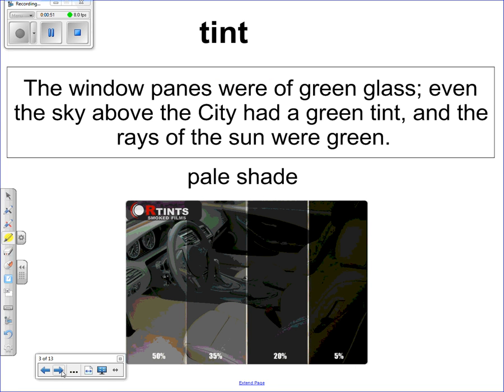The next one is tint. The window panes were of green glass. Even the sky above the city had a green tint, and the rays of sun were green. And so tint means pale shade. So here's some tinting, and you can see the difference in the picture.